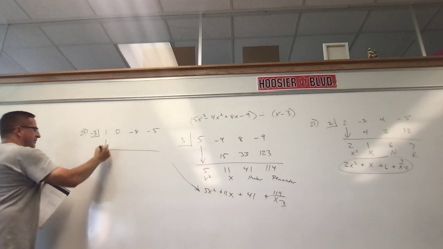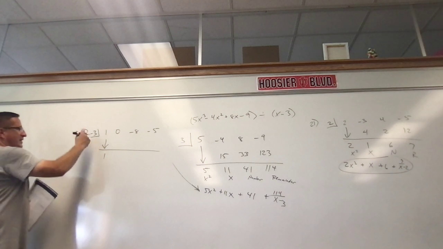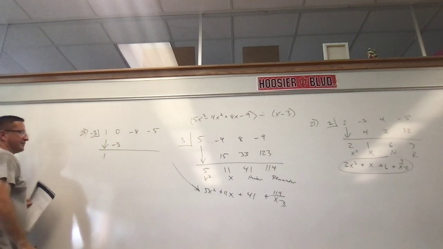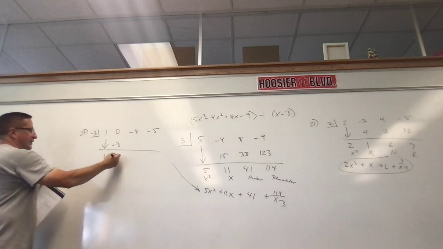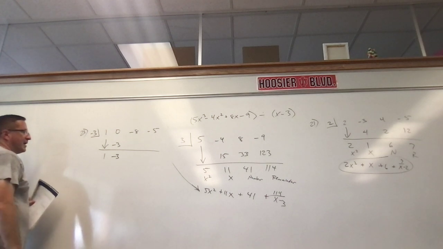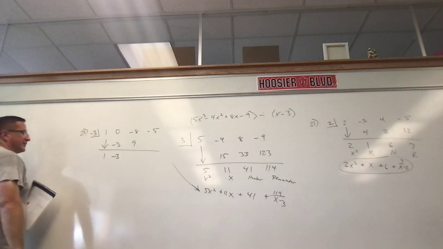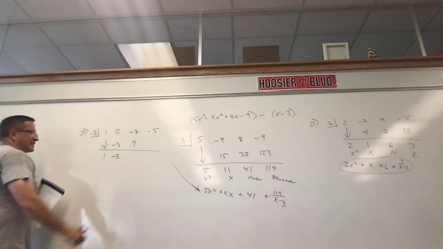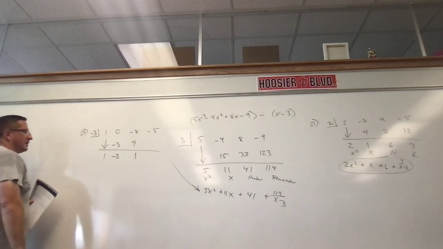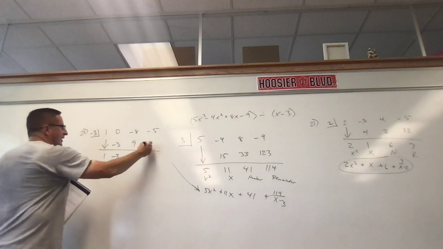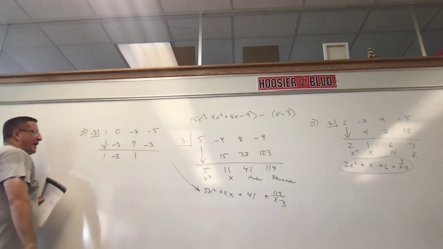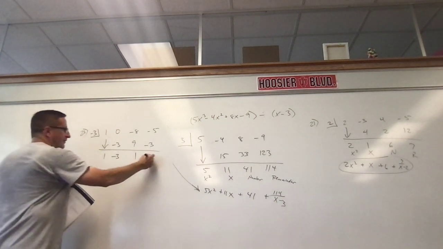Drop the 1. Times 1 and -3, you get -3. Add 0 and -3, you get -3. Times -3 and -3, you get +9. Add -8 and +9, you get 1. Times 1 and -3, you get -3. Add -5 and -3, you get -8.